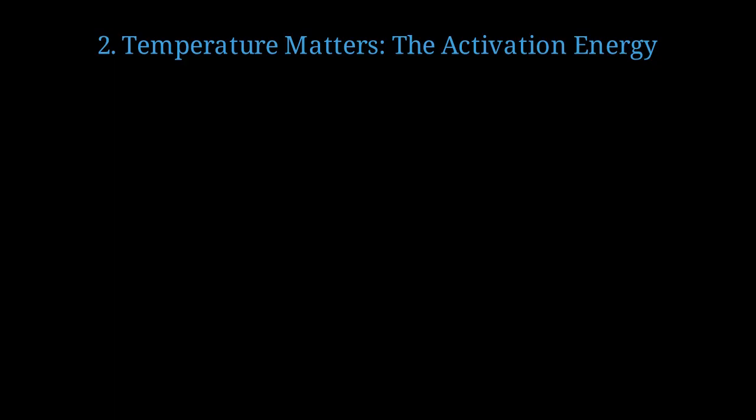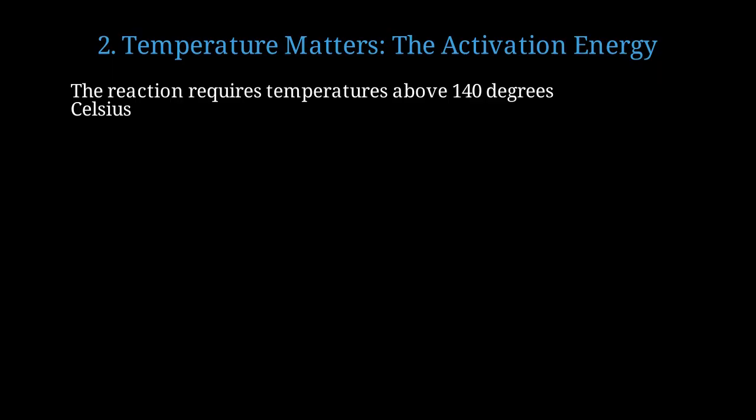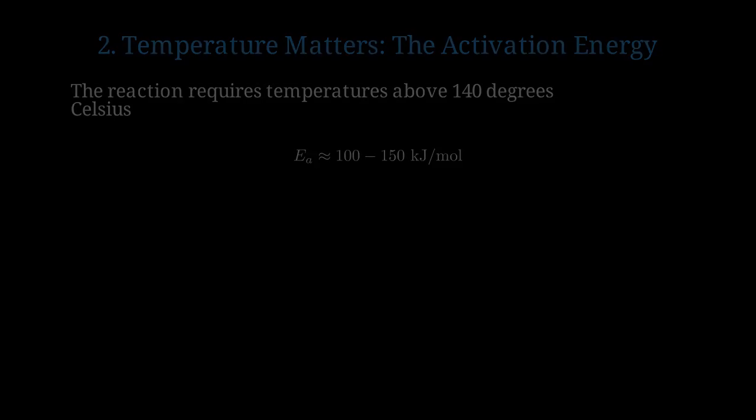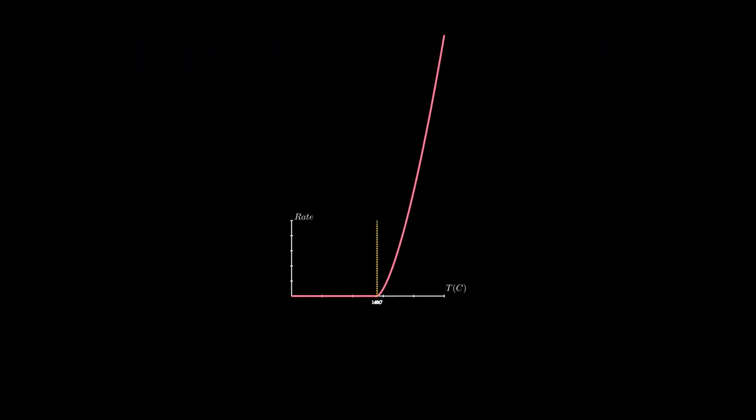Temperature is absolutely critical for the Maillard reaction to occur. The Maillard reaction requires temperatures above 140 degrees Celsius, or 284 degrees Fahrenheit, to proceed at significant rates. The activation energy is approximately 100 to 150 kilojoules per mole, which explains why heating is essential. This graph shows how the reaction rate dramatically increases once we cross that 140-degree threshold. Below this temperature, the reaction proceeds extremely slowly.